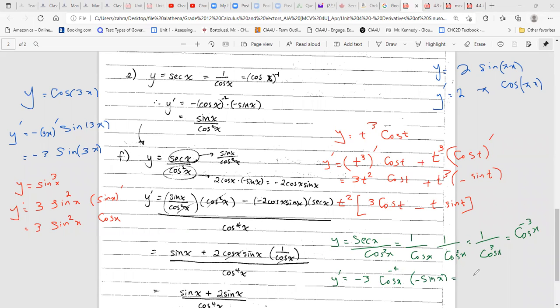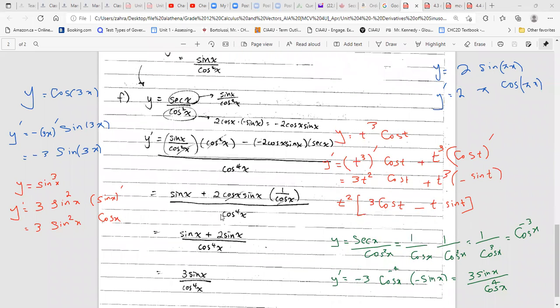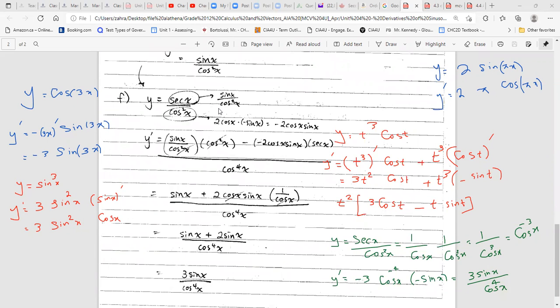Let's simplify. We have 3 sine x in the numerator divided by cosine to the power of 4. It's going into the denominator. As you see, we have the same answer here. There they use the quotient rule, but at the end they simplified it.